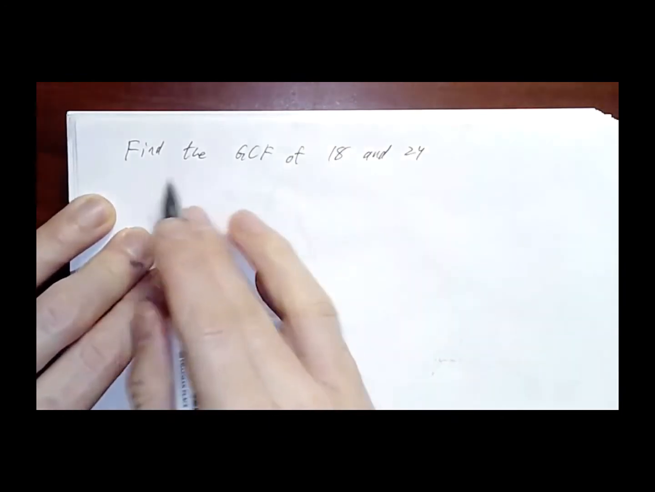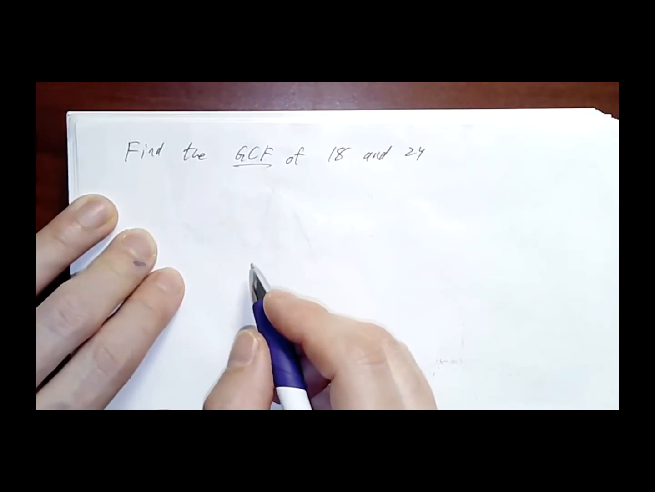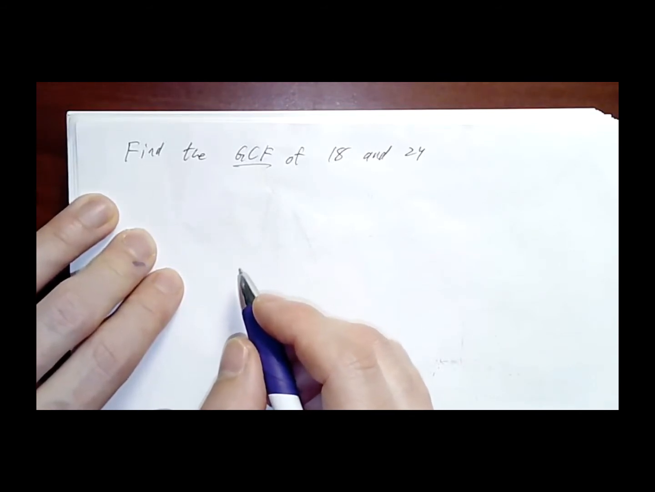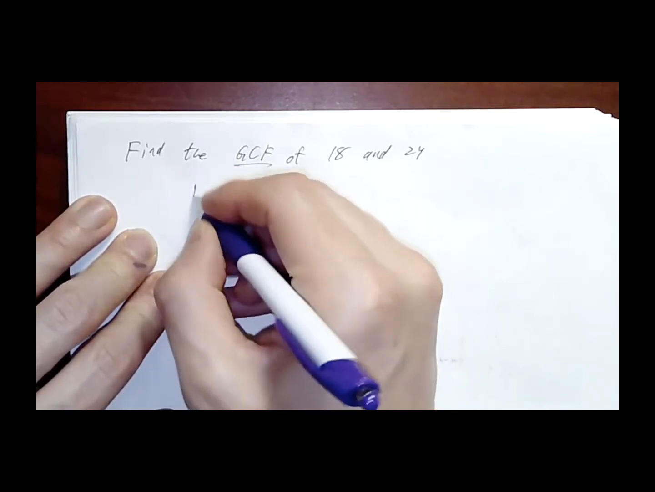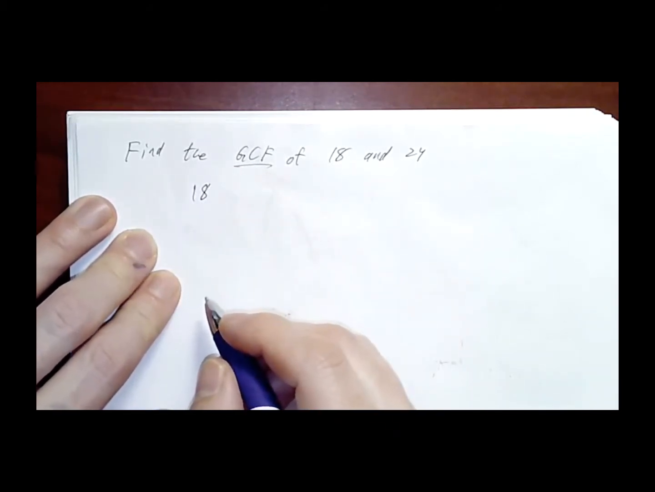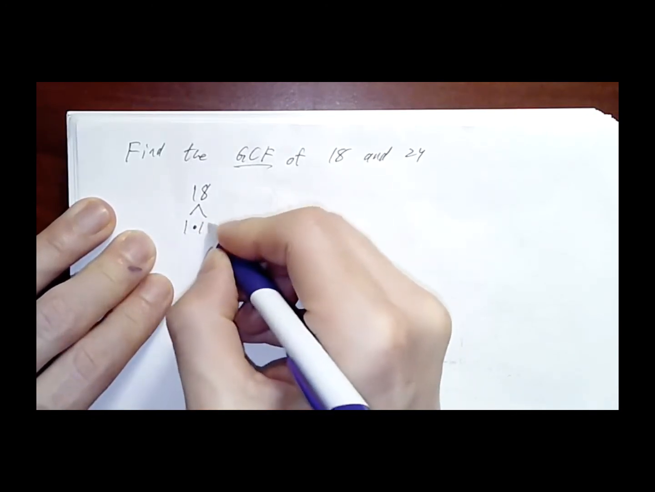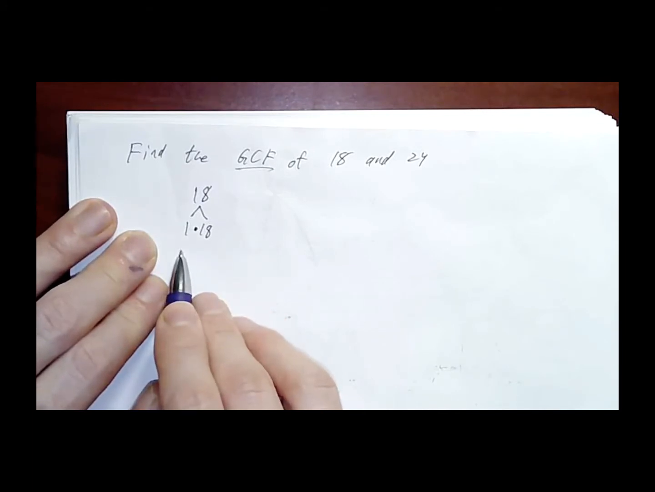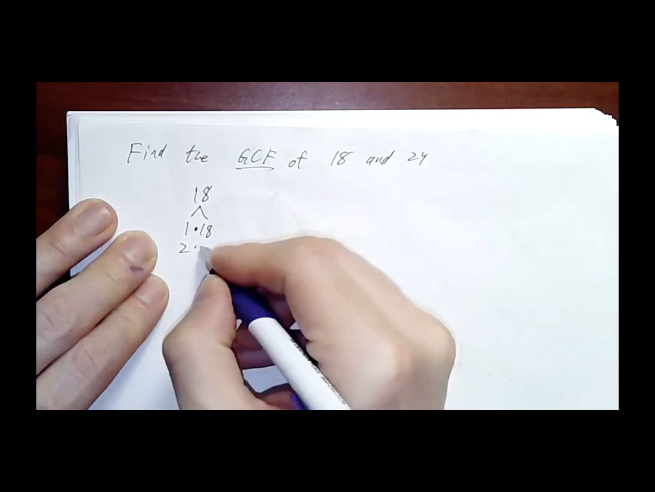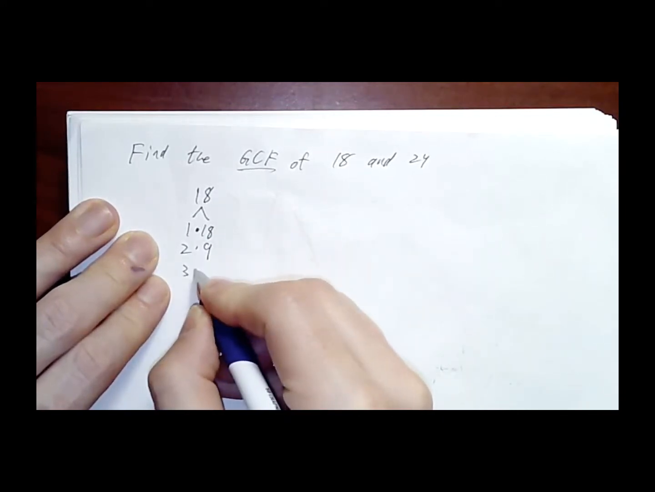It says find the GCF, which stands for greatest common factor, of 18 and 24. The way I like to do this is I like to set this up in pairs of multiplication factors. So for 18, as an example, I'm going to end up with 3 pairs. The first pair is 1 times 18. It's as easy as just starting to move up the number line. So we start with 1, and then we say 18 is also divisible by 2, so that's 2 times 9. And then it's also divisible by 3, so we have 3 times 6.